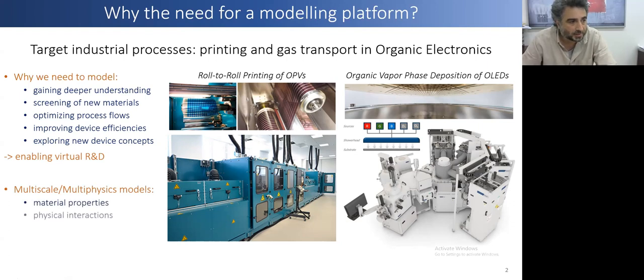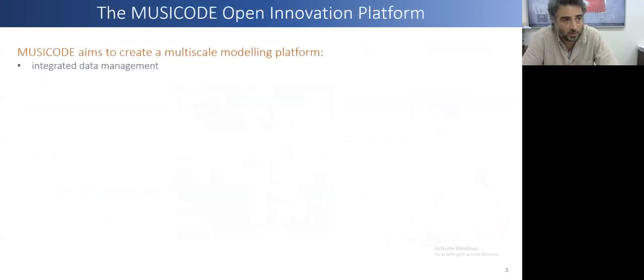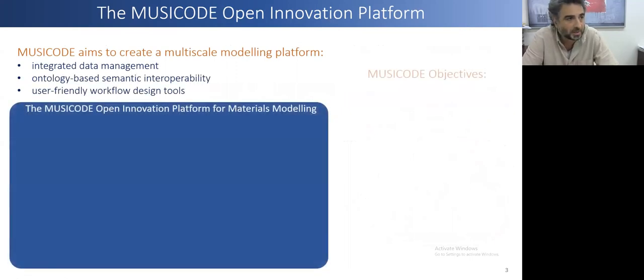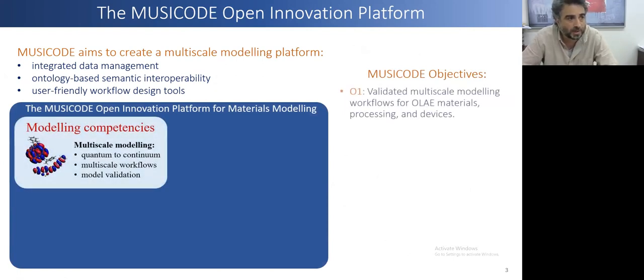In order to do that, we need modeling in multi-scale and multi-physics for materials, physical interactions, and device functionalities. So what we envision in Music Code is to create a unique open innovation environment. It's an open innovation platform for materials modeling. It does have integrated data management, ontology-based semantic interoperability between models, scales, etc., and of course a user-friendly workflow design tool. So we have 4 main objectives.